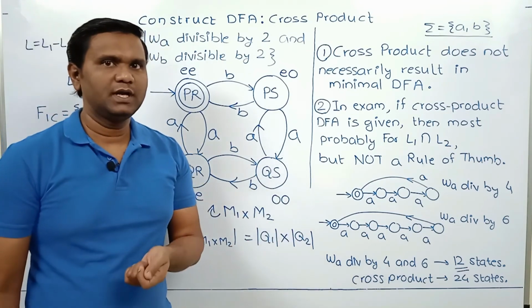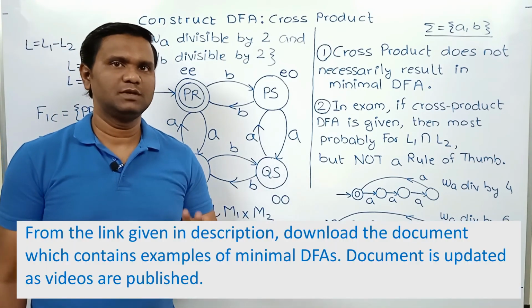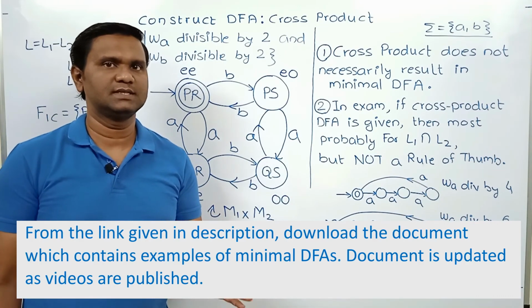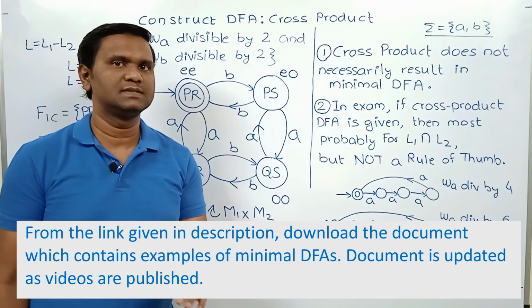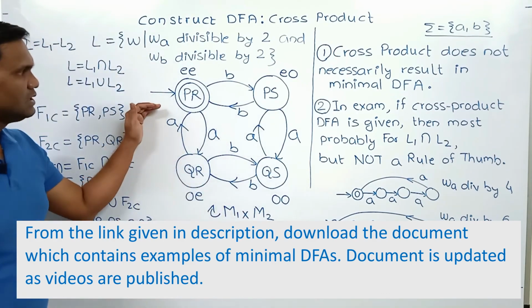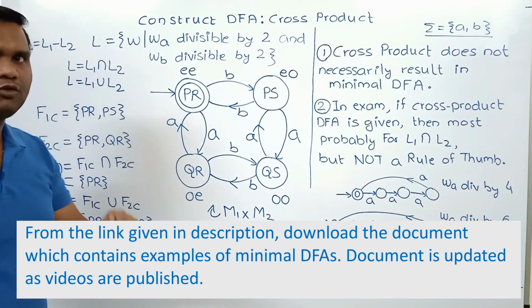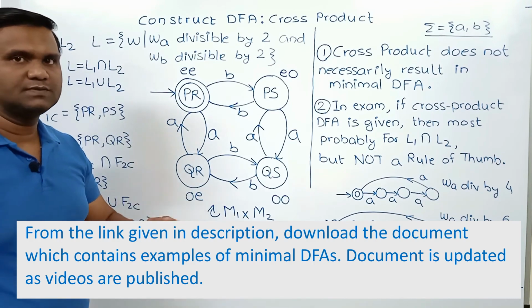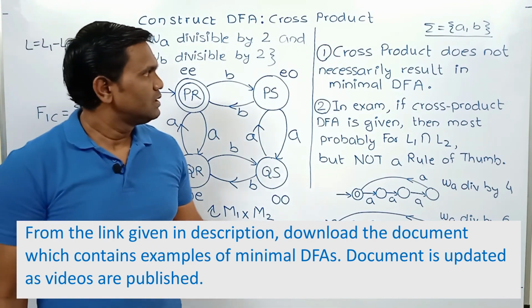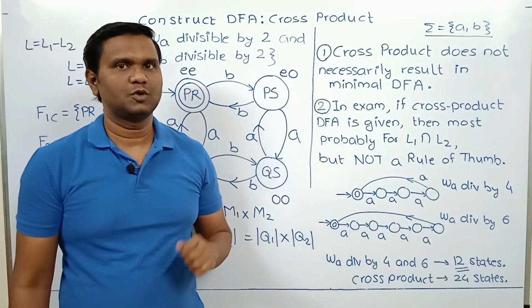So if the cross product is given, then consider the possibility that it is for intersection. Once you confirm it is not for intersection, then consider union or set difference. And you can observe that if the cross product is for intersection, it will have fewer final states. If it is for union, it will have more final states. So you should know these 2 points regarding cross product of the DFA.